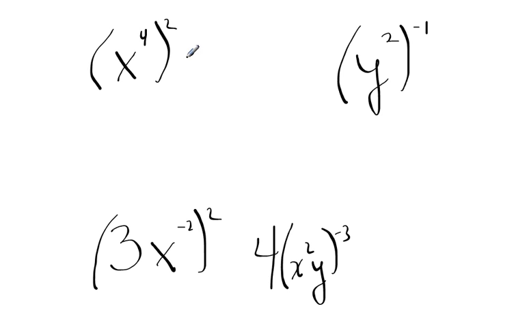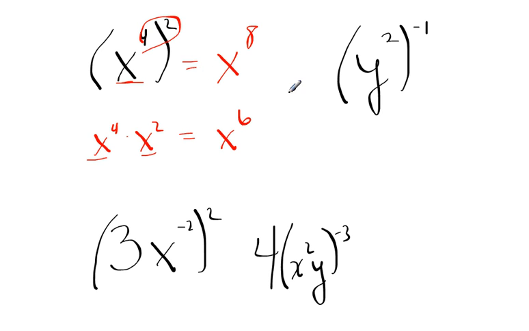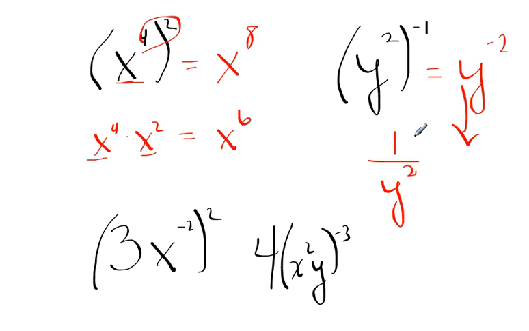Next problems. With the powers, you simply multiply. So it's just x to the 8th power right here. Versus if it was x to the 4th times x squared, that would be x to the 6th, because there's 2 separate bases. Single base, 2 powers, multiply. Here, same thing, multiply, so it's y to the negative 2nd. No negative exponents in your answer, so flip it, 1 over y to the positive 2nd.